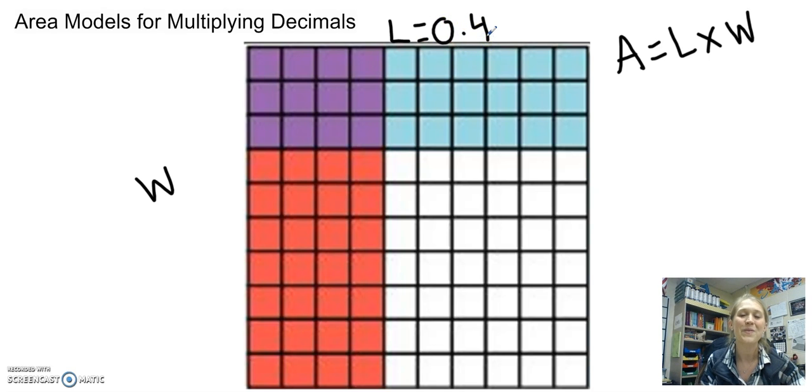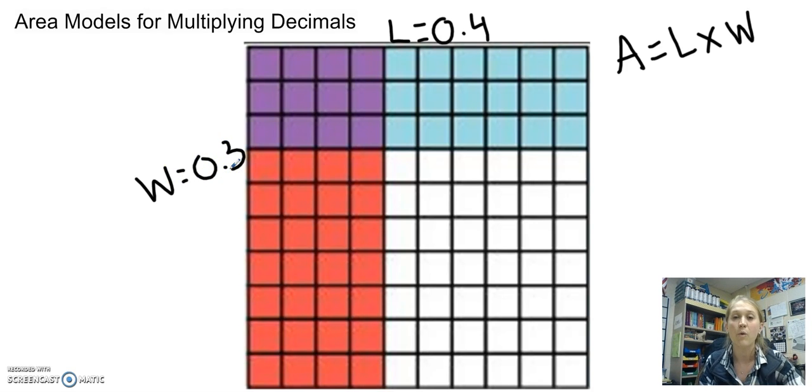Well, what about our width? Let's look at our width. Our width's going up and down. We can see that the blue is going up and down. Again, these are rods. They're just going in the different direction. So we can count it as 1/10, 2/10, 3/10. So we can see that our width equals 3/10.